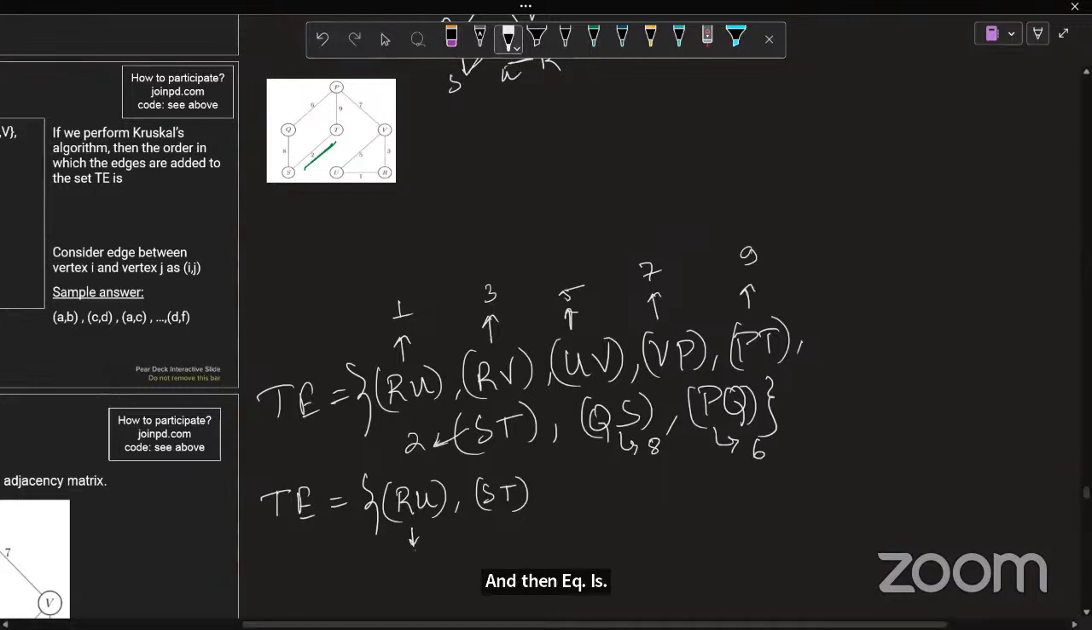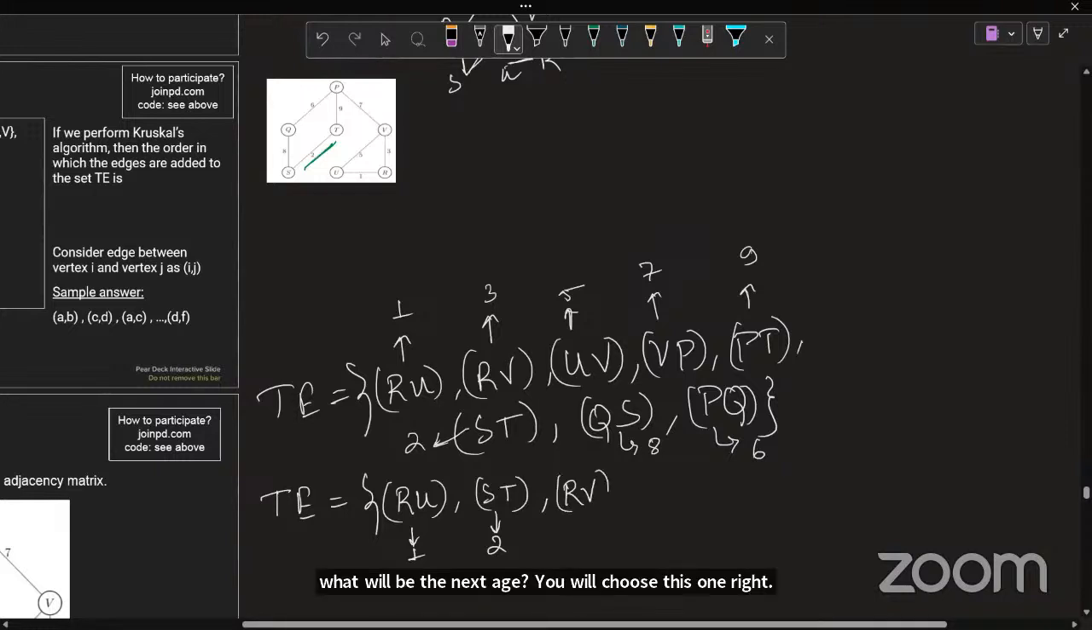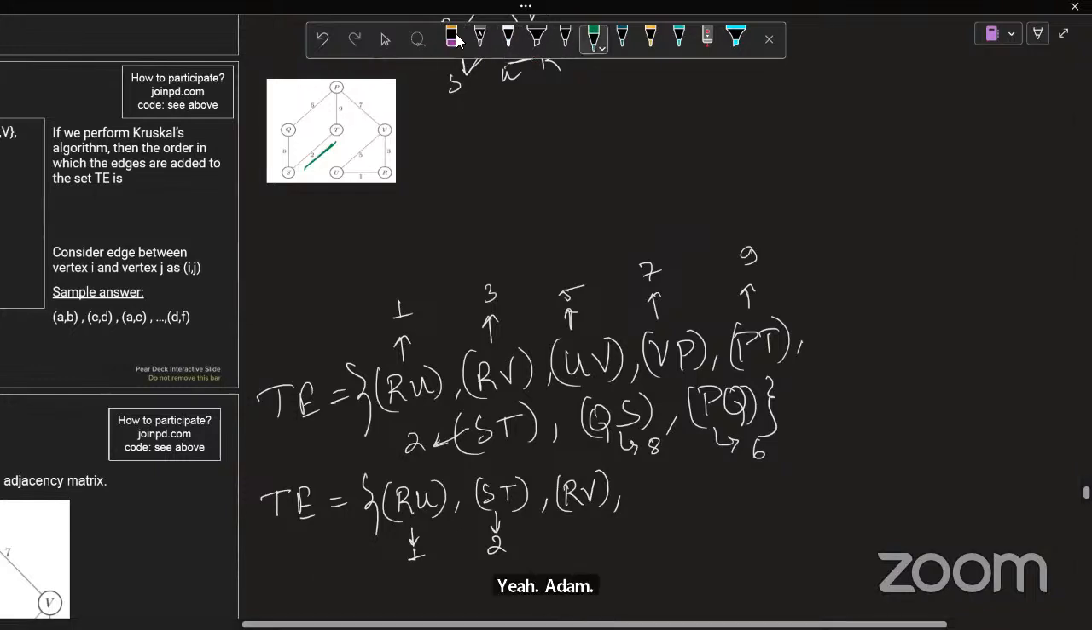So I have written 1. ST is done, ST is 2. And what will be the next edge weight? You will choose this one, right? RV. RV means you have to mark all the edges. You have to mark all of these.